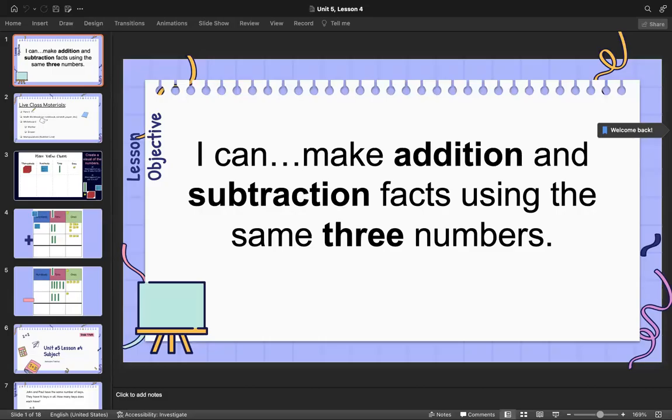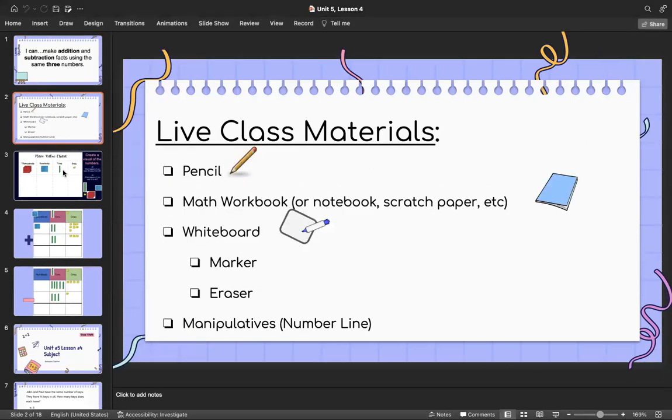Hello and welcome. Today we're going to be working on I can make addition and subtraction facts using the same three numbers. If you do not have your materials, please pause and go get them now.